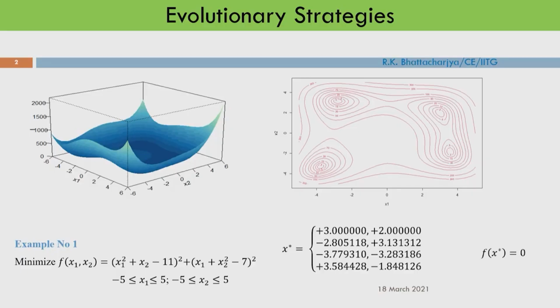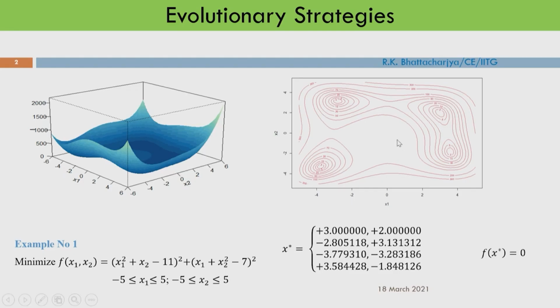The first function, as you have seen, I think you have already solved it. The function is (x1 square plus x2 minus 11) whole square plus (x1 plus x2 square minus 7) whole square, and the range of x1 and x2 is minus 5 to plus 5. As you know, this function has 4 optimal solutions, and we will try to find these optimal solutions using lambda plus mu ES.